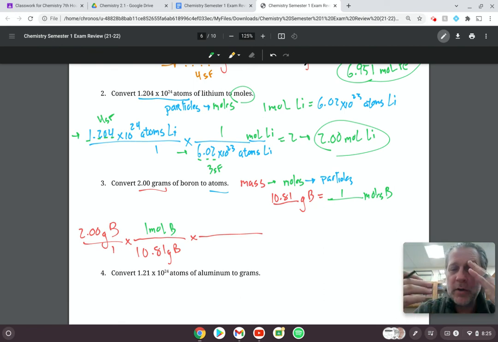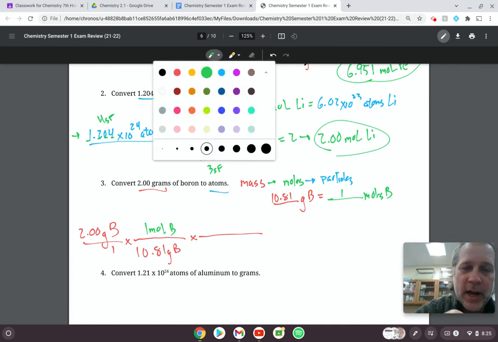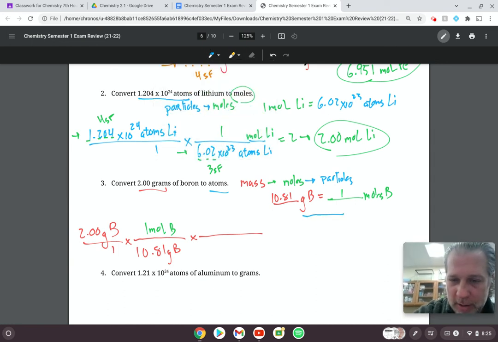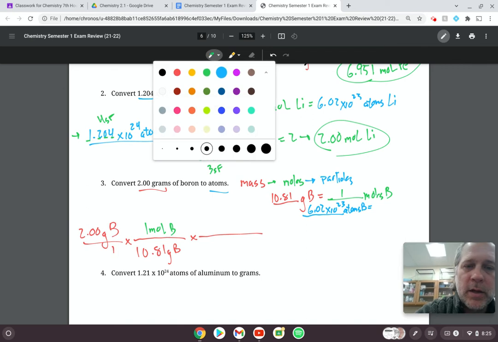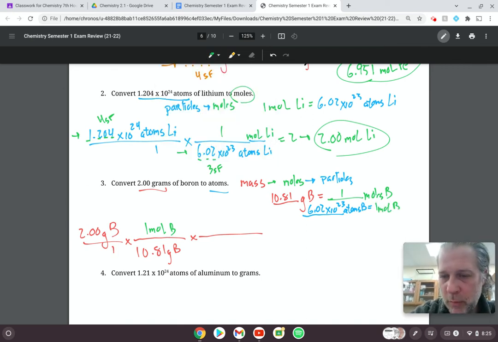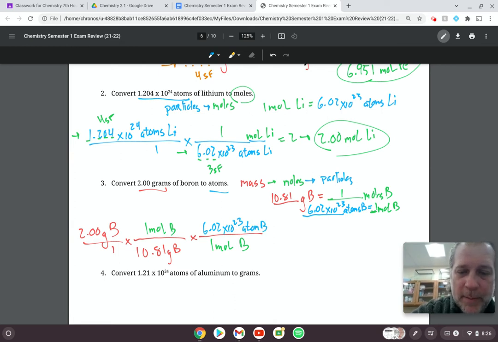So now I need to go from moles to particles, and when we go from moles to particles, we need to use the relationship that has 6.02 times 10 to the 23rd, also known as Avogadro's number. So just to get that back into our view, I know that there are 6.02 times 10 to the 23rd atoms of boron in 1 mole of boron. So going back to my problem, I see that I have moles on top, so I'm going to put 1 mole of boron on the bottom, and I'm going to put 6.02 times 10 to the 23rd atoms of boron on the top.